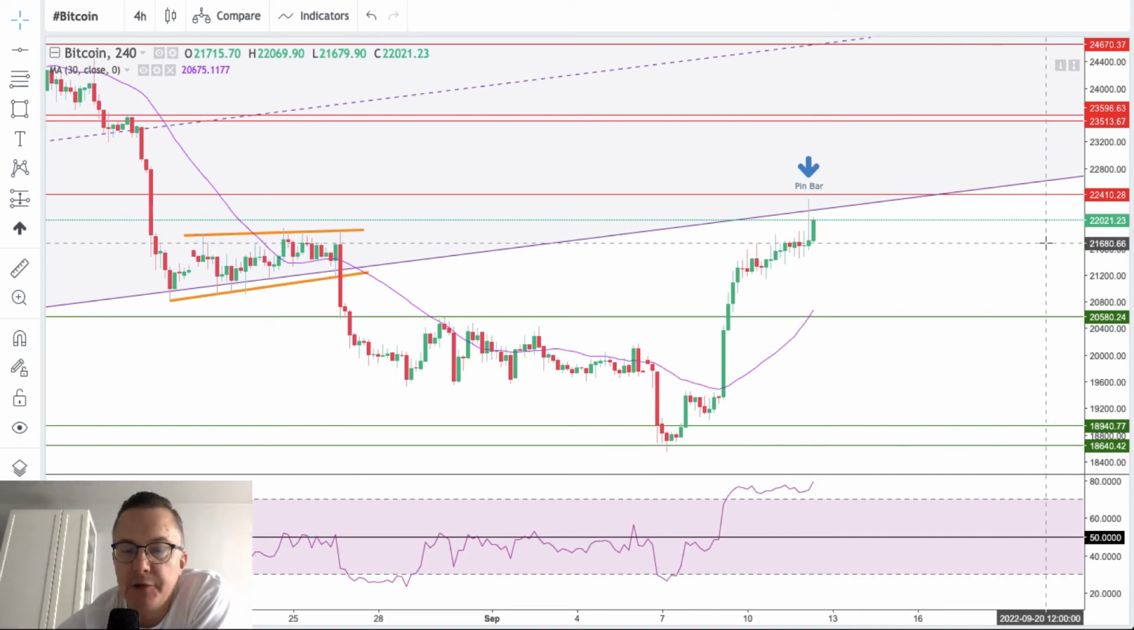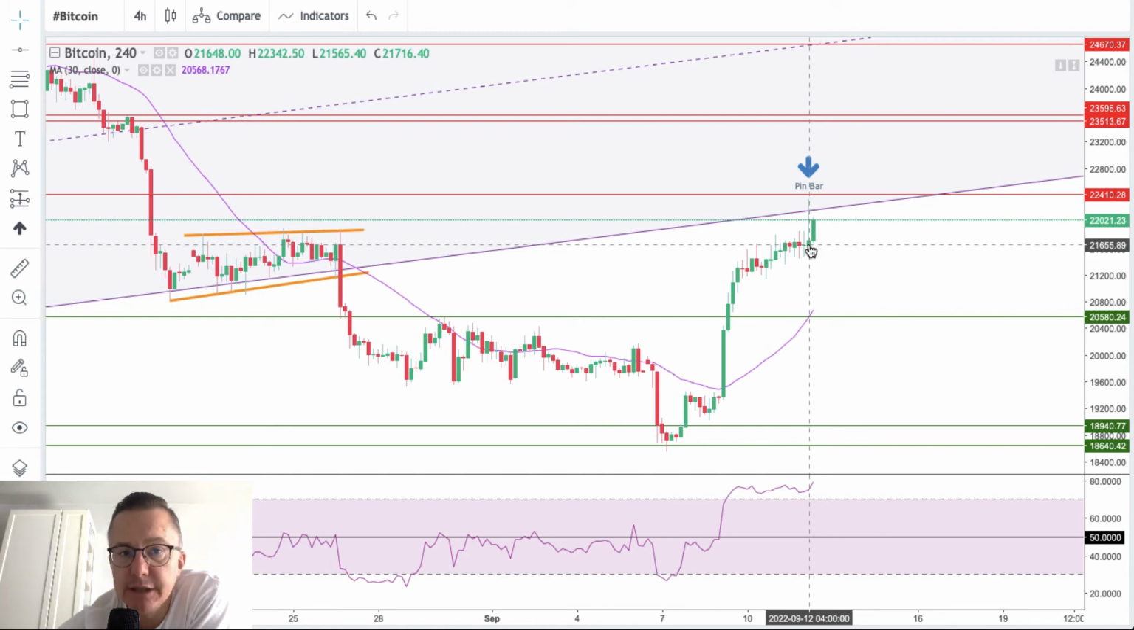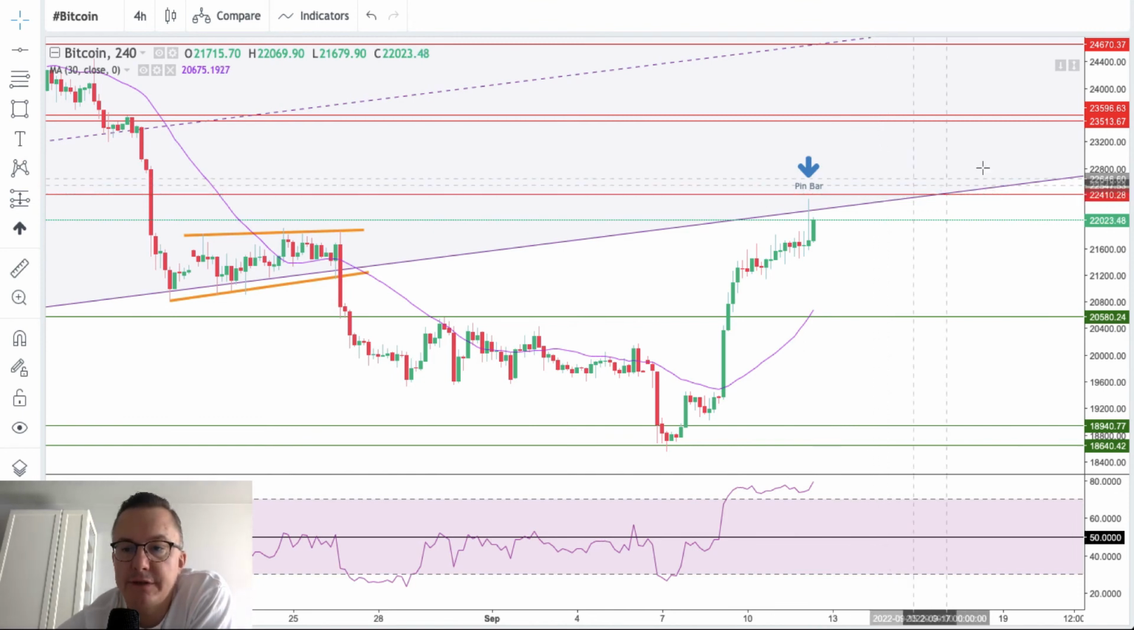The next target for bulls is 22,410. This pin bar missed this one by almost $100, so not that much. If this level is violated, 23,513, 23,596 is directly exposed for a test from bulls.